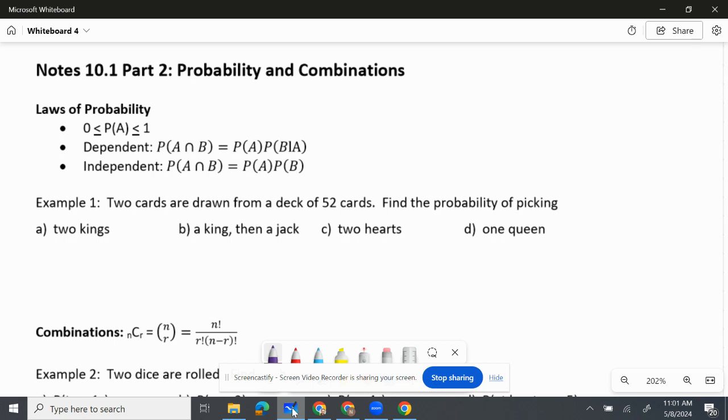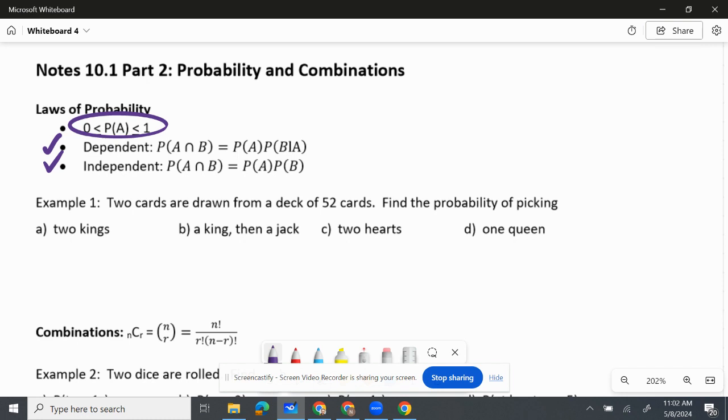We're going to continue with probabilities, and what we're going to do is look at dependent and independent probabilities. Remember that all probabilities are between 0 and 1, so nothing less than 0 and nothing greater than 1. These formulas right here we're not necessarily going to use, but they tell us a lot about how the probabilities are going to be based.